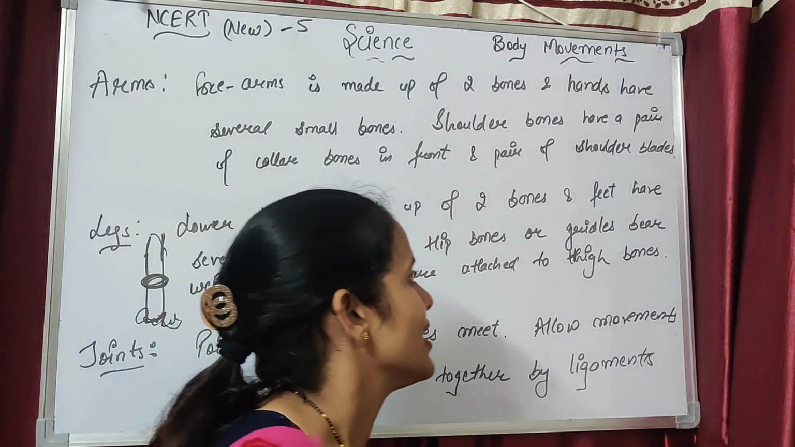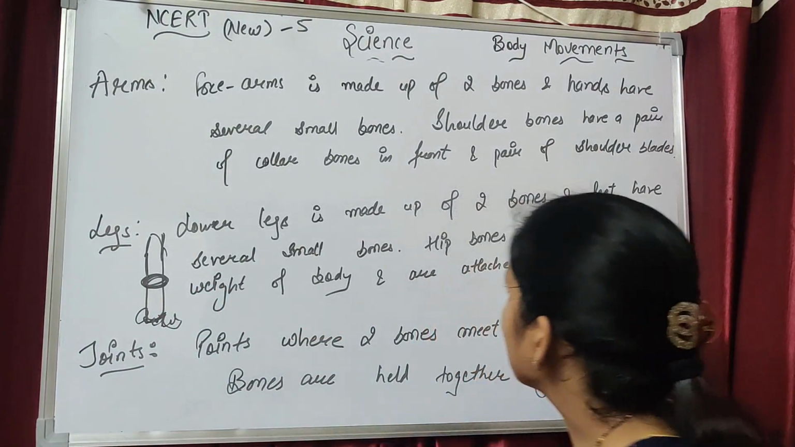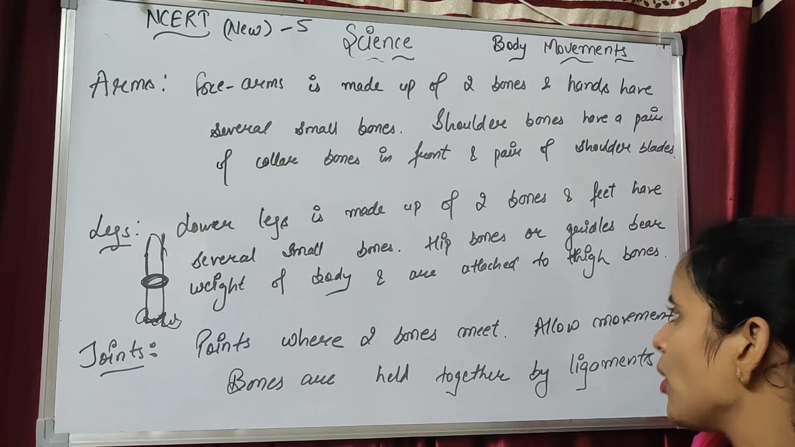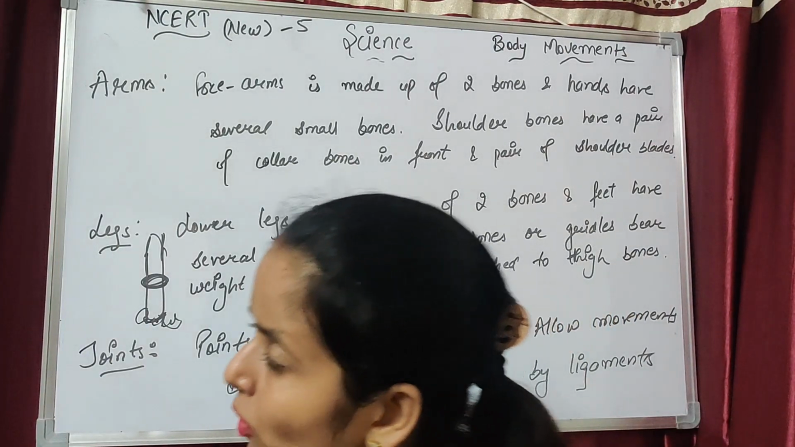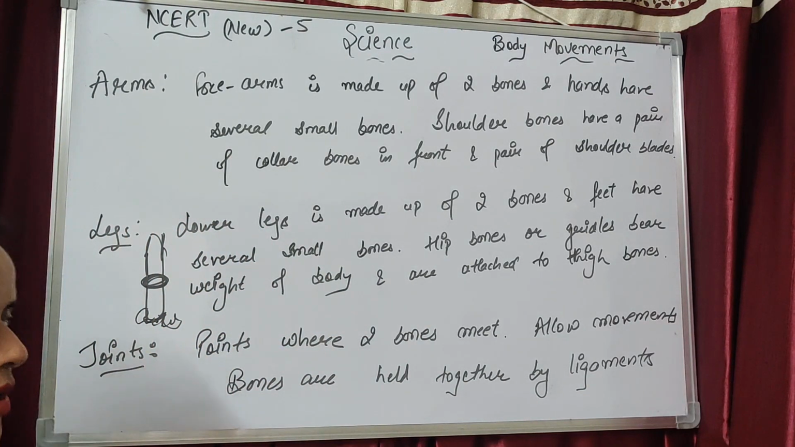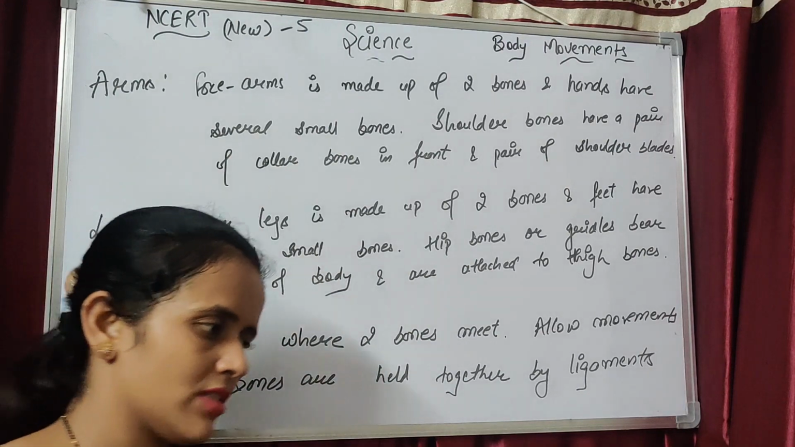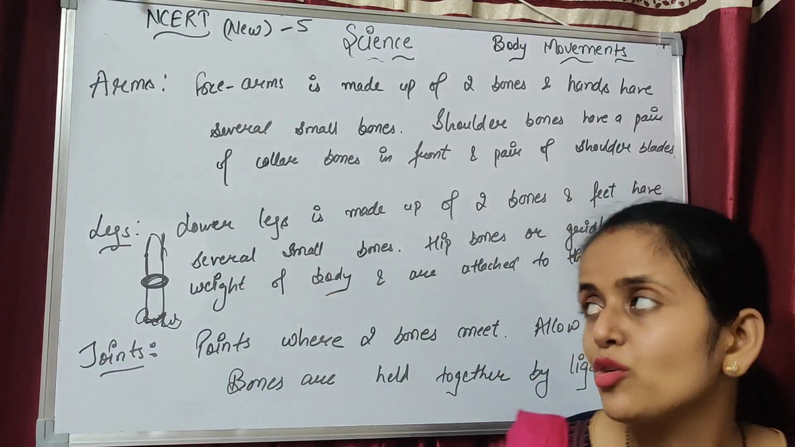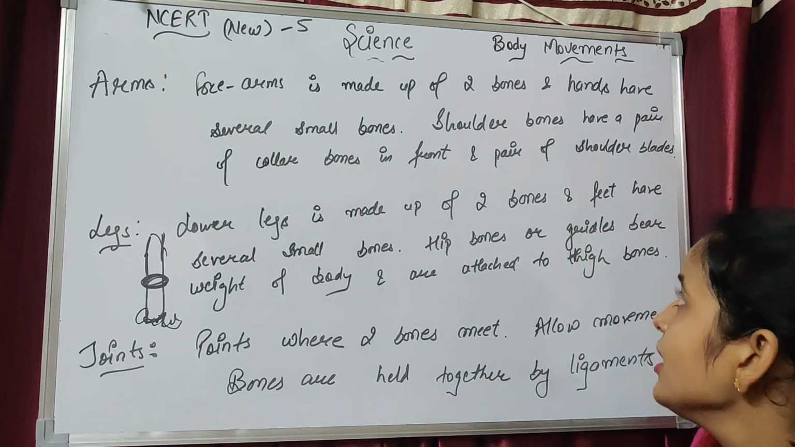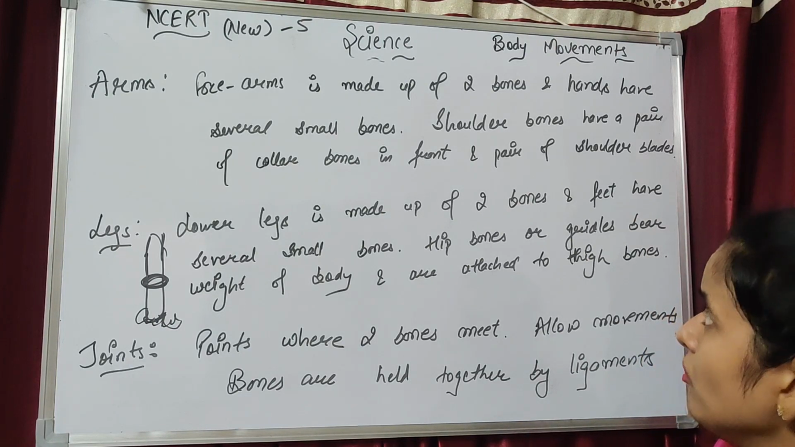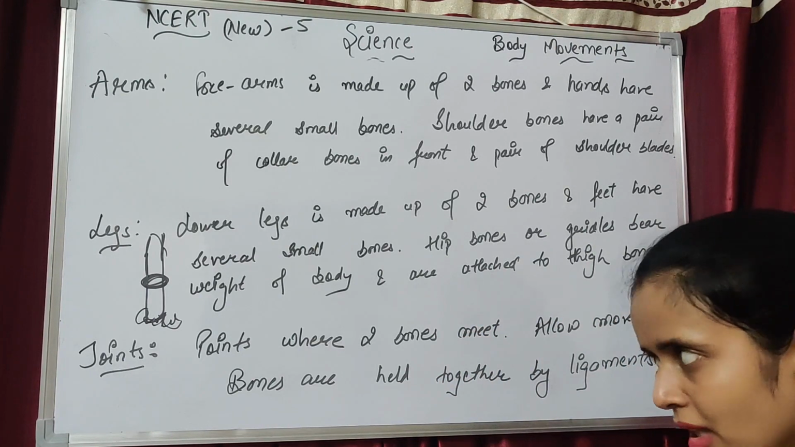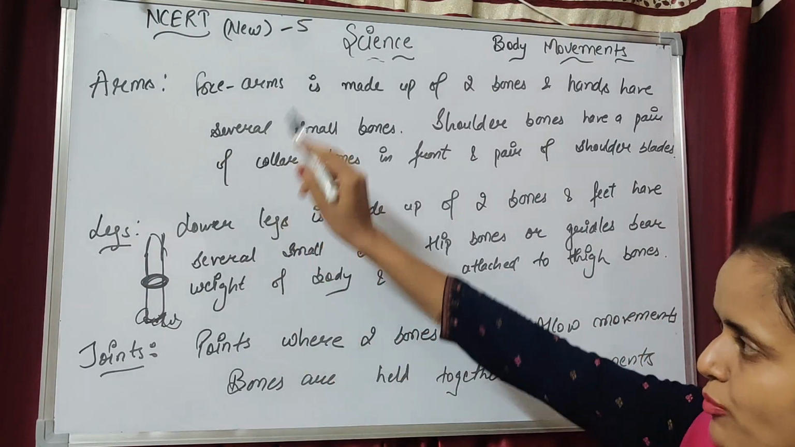The hip bone, or you can say girdle, bears the weight of the body. Hip bones or girdle bear the weight of the body and are attached to the thigh bones. So is that clear to all of you? Feet have several small bones, and legs are made up of two bones, like the forearm and hand. In the arm there is the shoulder, and in the legs there is the hip, which are attached to the other bones. Clear? So these both are the limbs.